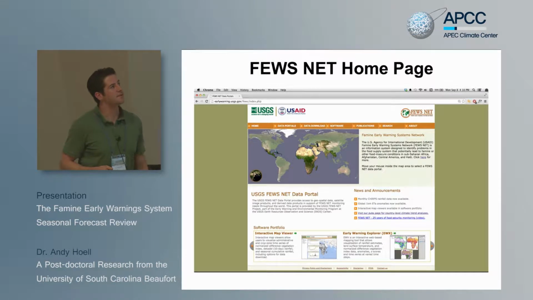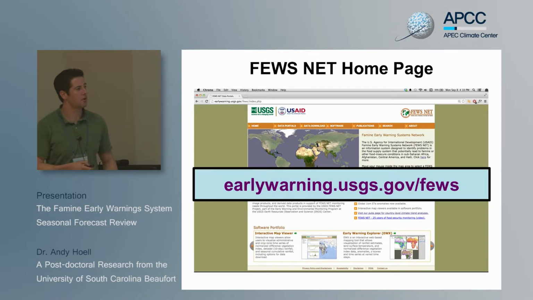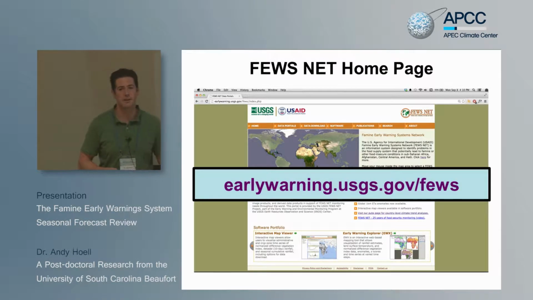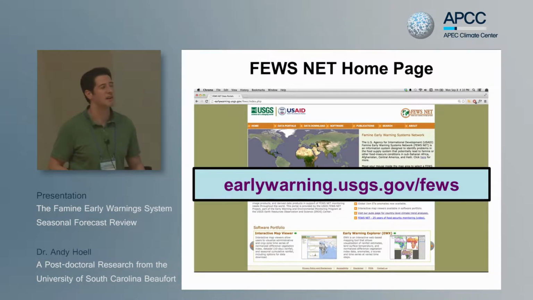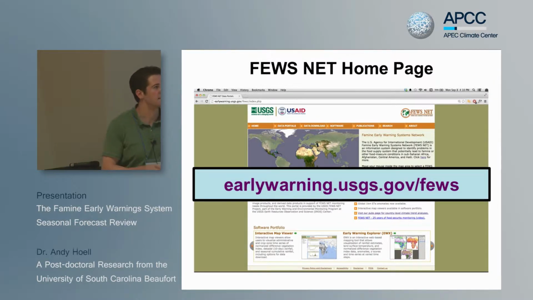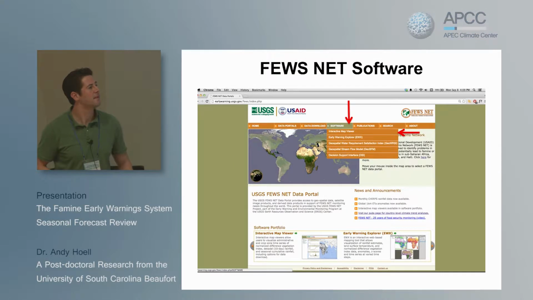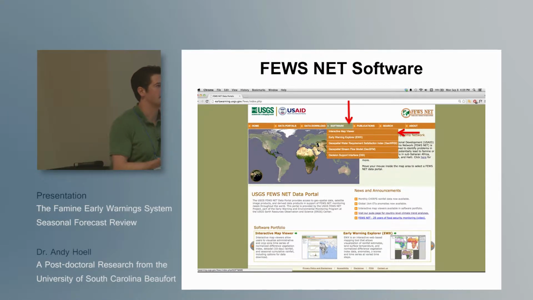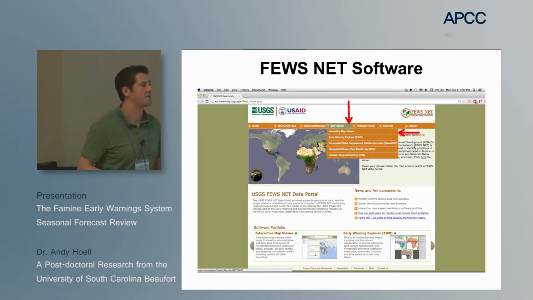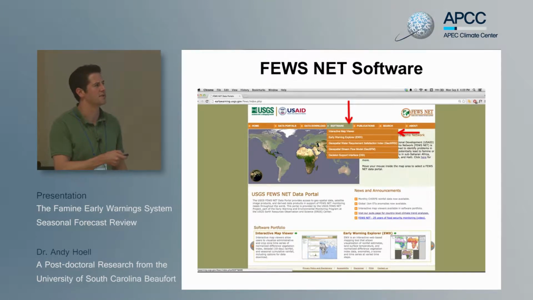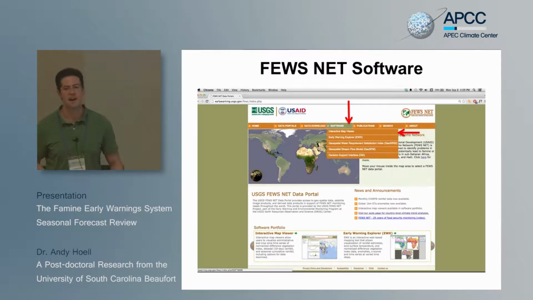So this right here is the FEWSnet homepage. And the FEWSnet homepage is just earlywarning.usgs.gov/FEWS. This is what the page looks like here. And the first thing we're going to talk about, like I said, is the interactive map viewer. The way you get to that is you go to software, scroll your mouse over that, and you click on interactive map viewer.